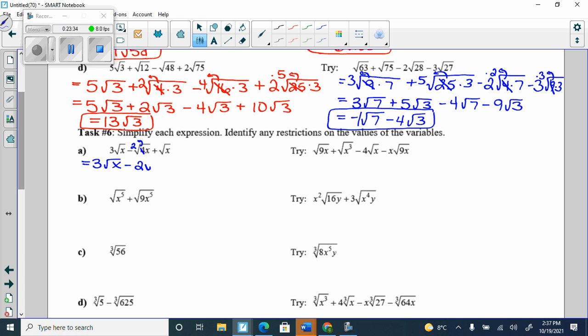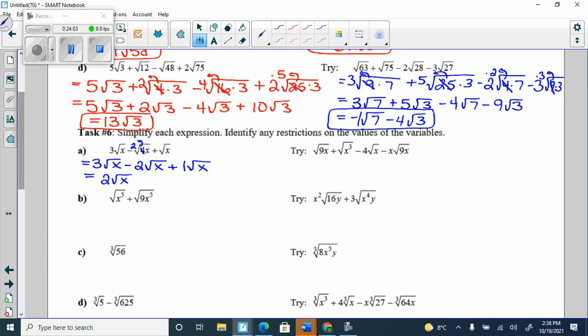So I get minus 2 root x plus root x. I like writing it as a 1 root x. Now they're the same radical, aren't they? Same radicand? When you take a 4 out, it becomes a 2. The whole 4 comes out as a 2. So 3 minus 2 is 1 plus 1 is 2 root x.